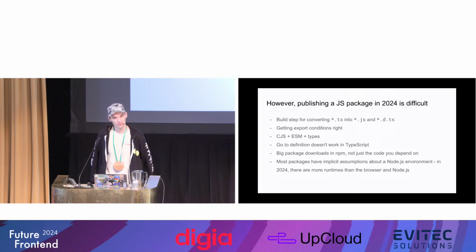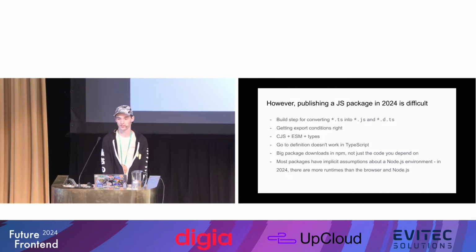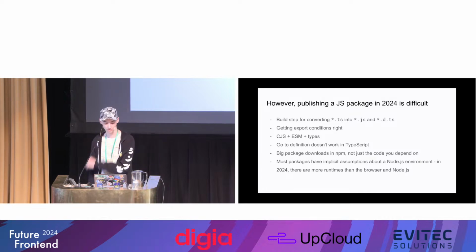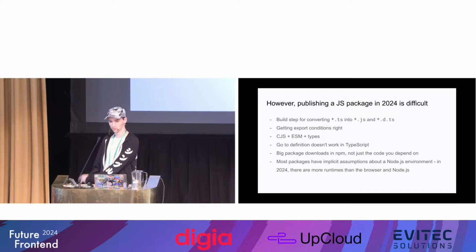But it's actually not that easy to do this in 2024. You are probably writing TypeScript, so you have to first take your TypeScript code and compile it to JavaScript and declaration files. You have to then set up your package JSON with different export conditions for CommonJS and ESM and the TypeScript declarations. Probably if you're doing this, you won't have go-to-definition that works for your consumers, because TypeScript has 3 other options you need to set up to make that work, and they are all challenging to set up.